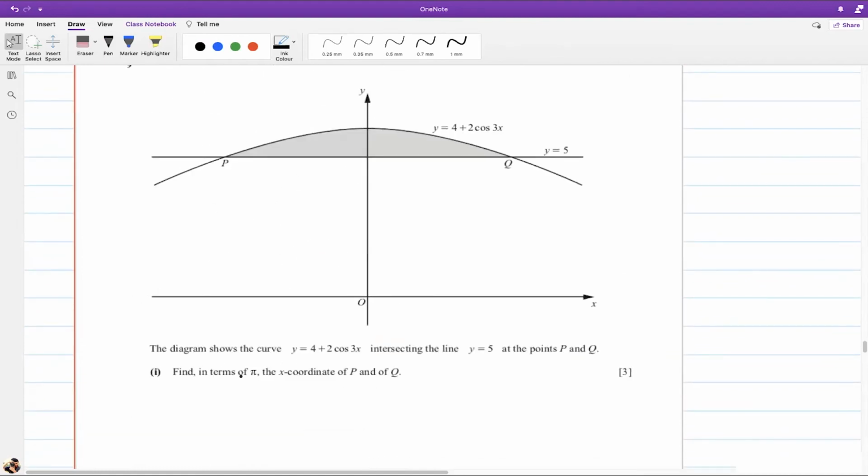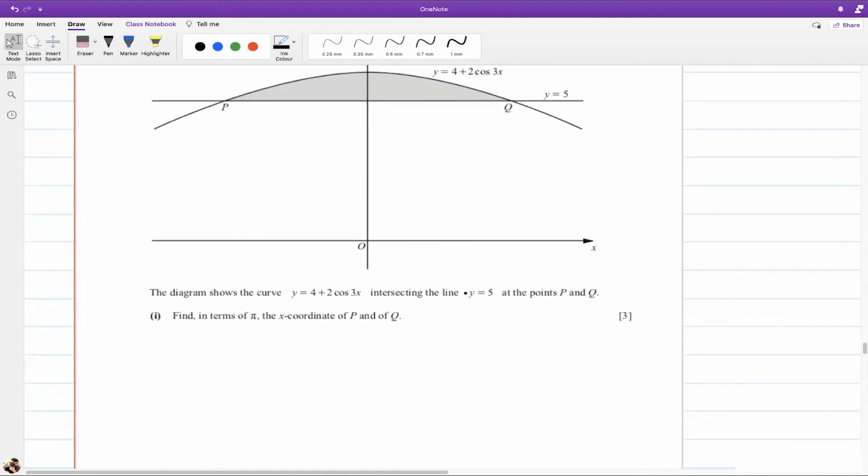Okay. The diagram shows the equation, this, intersection line this. Find in terms of y the coordinates of P and Q. क्या करना है? इन दोनों equations को simultaneously solve करना है. So 5 is equal to 4 plus 2 cos 3x. Leaves me with 1 is equal to 2 cos 3x. Tells me cos 3x is equal to half.